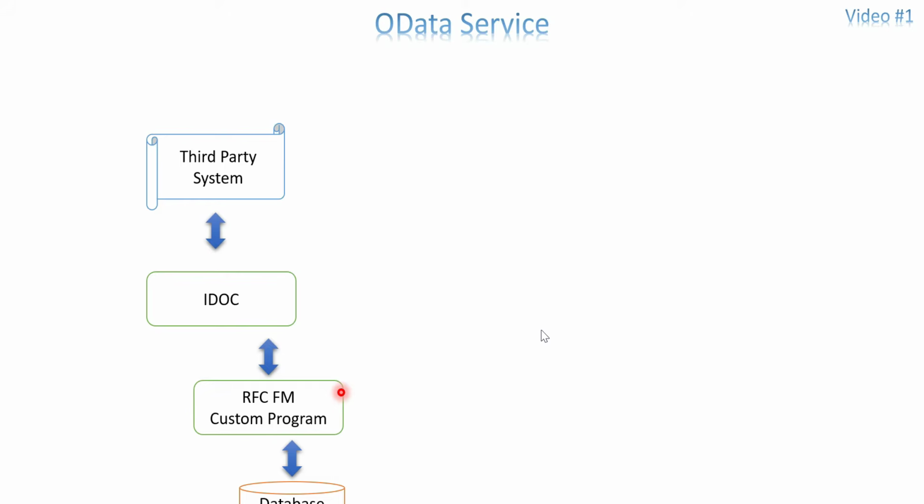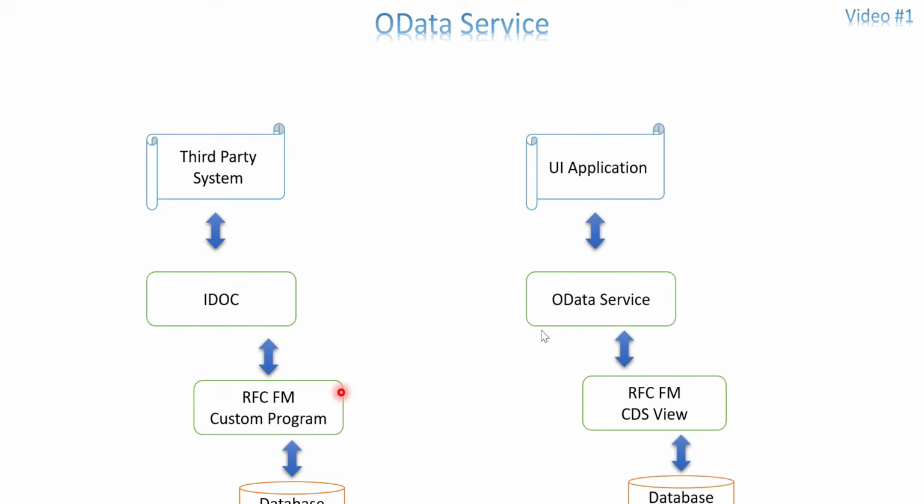An OData service is also a format. It has a set of structures, the same way an IDOC does. It communicates between SAP and non-SAP or SAP and SAP, mostly with the UI application. The reason it's mostly with the UI application is that the output of the OData service is in XML format.